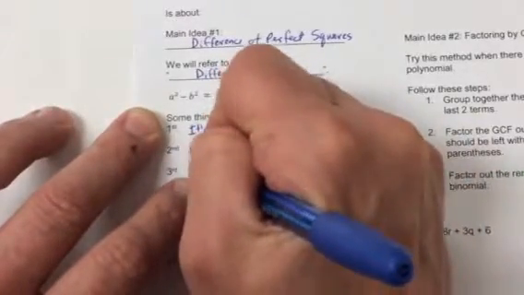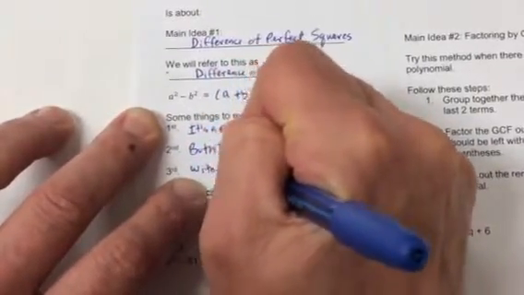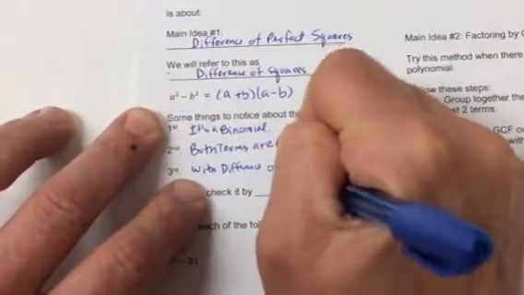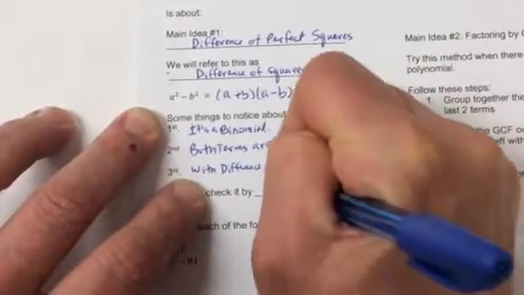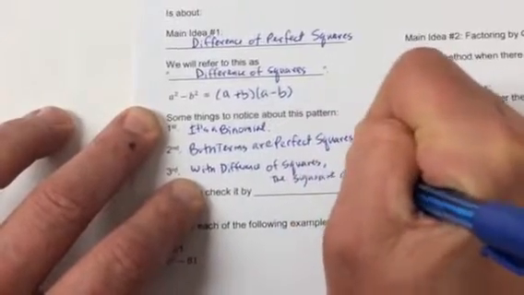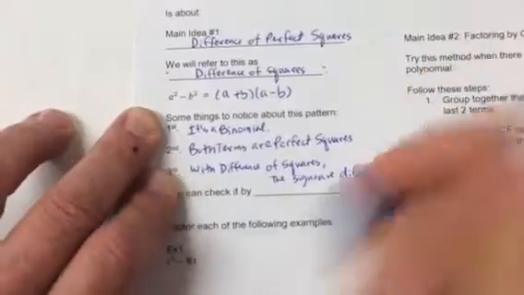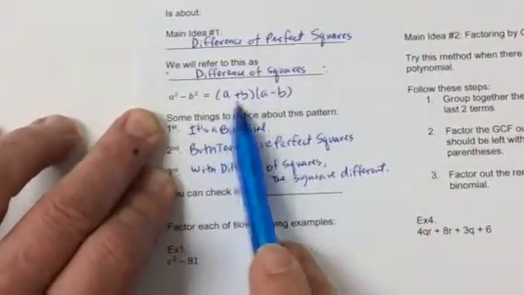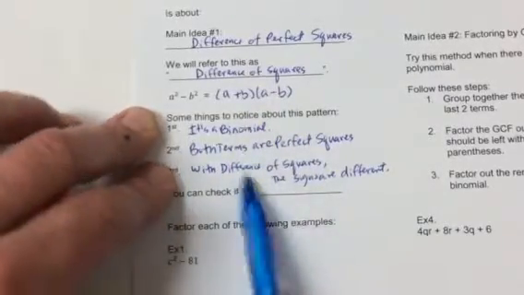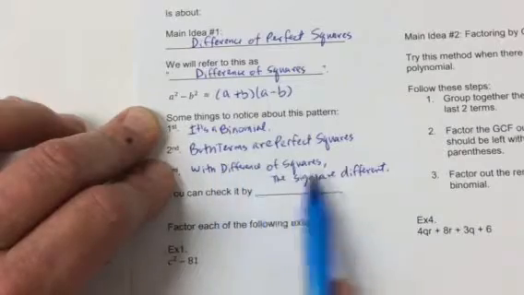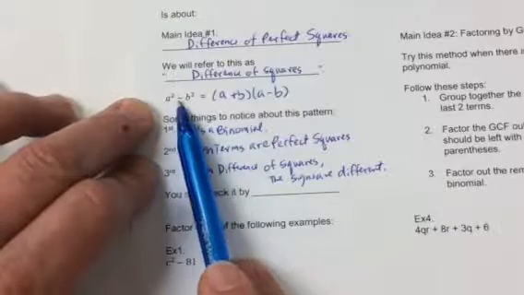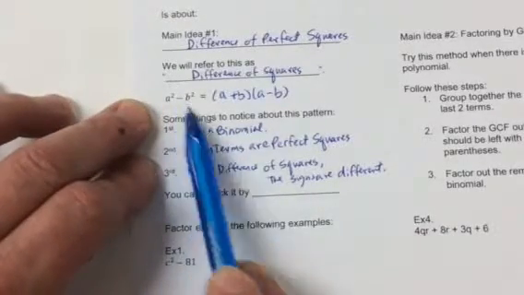With difference of squares, the signs are different. And that just means that one's a plus and one's a minus. Technically, they're opposites, but I like the word difference and different because they're related. So the difference of squares, the signs are different. Also, it is difference of squares, which means subtraction. It's not addition, so you do have to look for that.